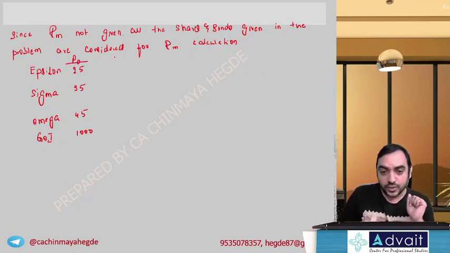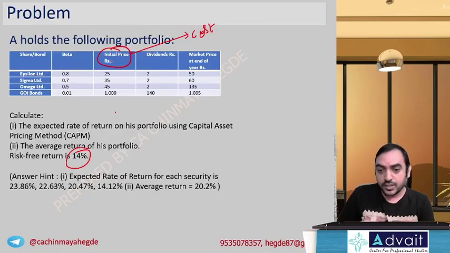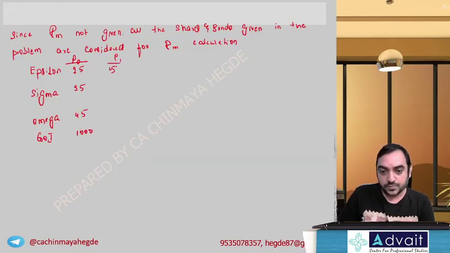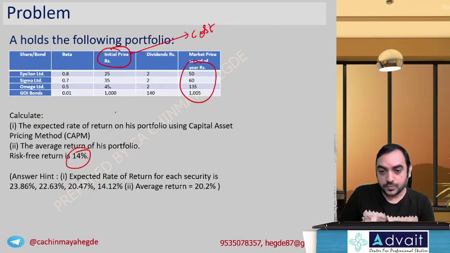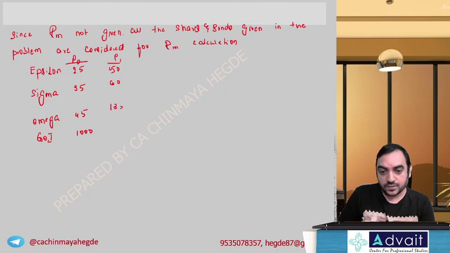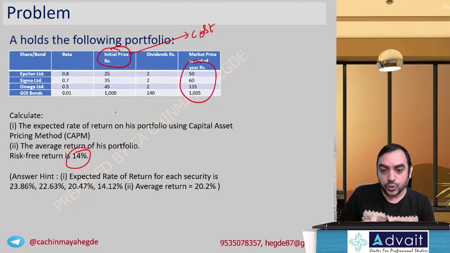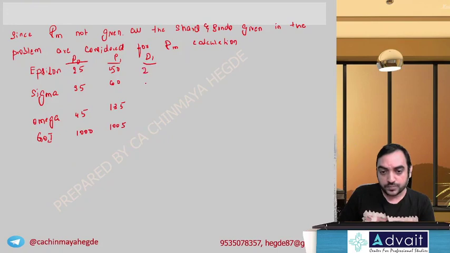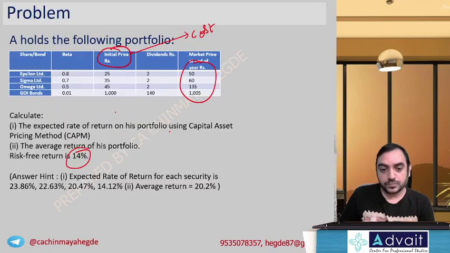Okay, so P0 is this. P1, price at the end of the year: 50, 60, 135, 1005. Then D1, dividend at the end of the year, 140. For Government of India, that will not be a dividend, it will be a coupon income, but anyway, total.